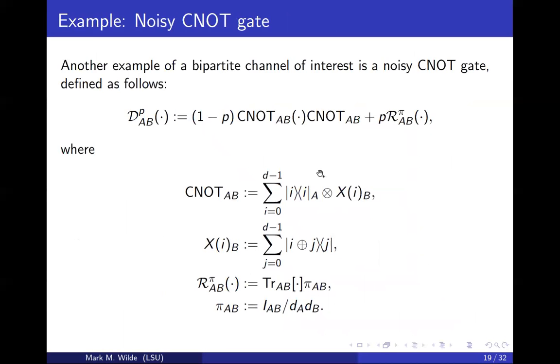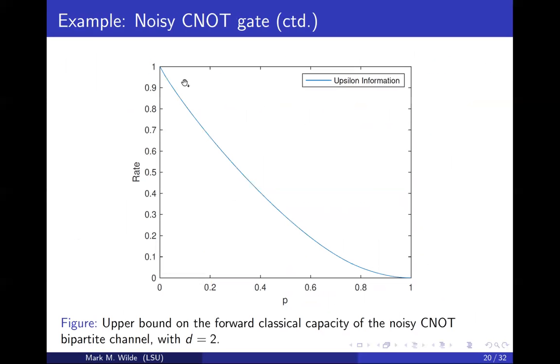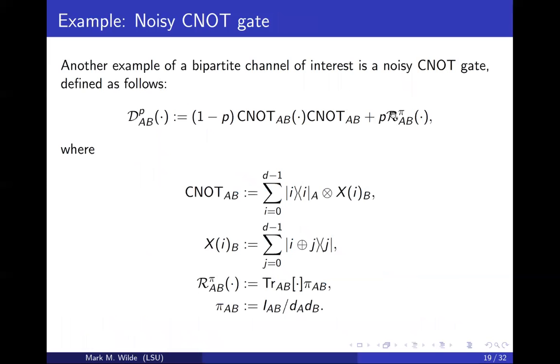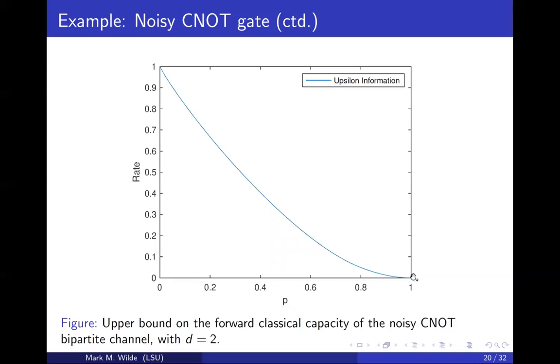So when p equals 0, you're implementing the CNOT, and then it's known that the forward capacity of the CNOT gate is just 1 bit per channel use. And then when p goes to 1, it becomes the completely noisy channel, which has 0 capacity. And then this is an interpolation between those possibilities. And whether this is achievable, it's something that we did not do in our paper. And again, we can consider possible strategies for seeing how tight this bound is.